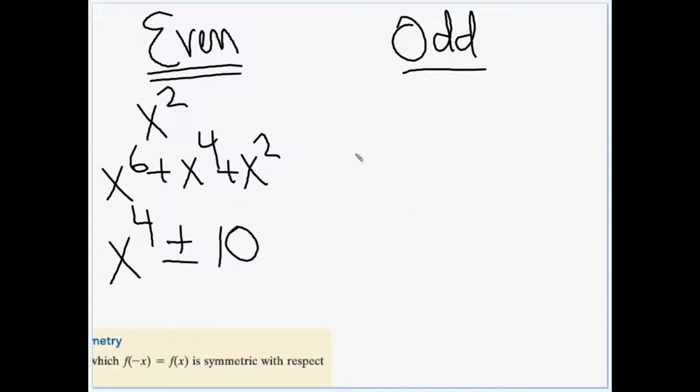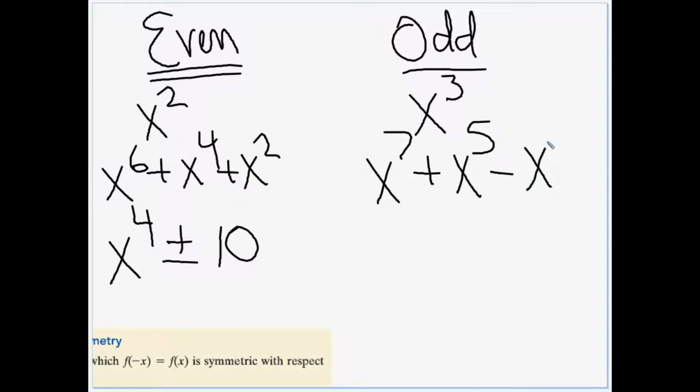Odd functions, on the other hand, must have odd exponents, like x cubed, or x to the seventh plus x to the fifth minus x to the third. So it has to have all odd exponents, no constants allowed. You're not allowed to add or subtract a constant.